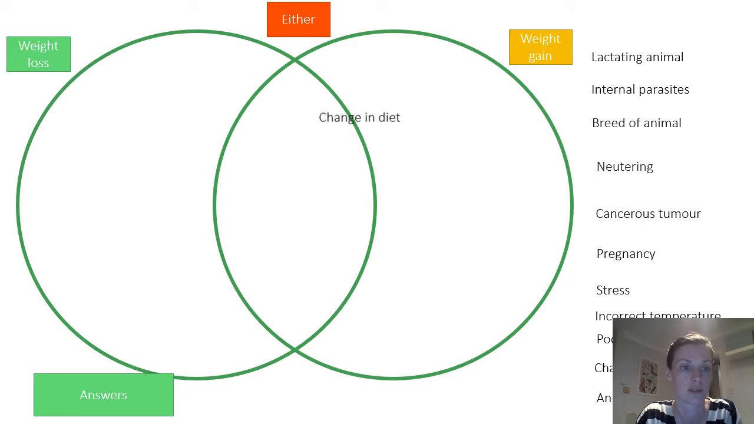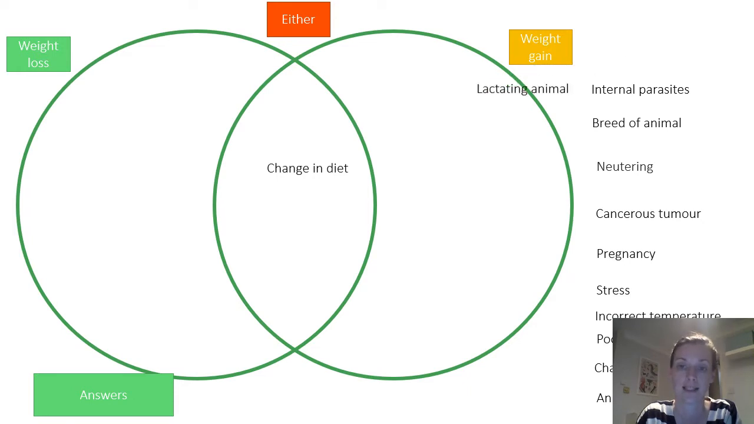Change in diet could result in either weight loss or weight gain. It depends on the energy content of the food being provided. Food that's high in fat is more likely to increase weight gain, whereas if you reduce the fat content of a diet that you're given, it will cause weight loss.